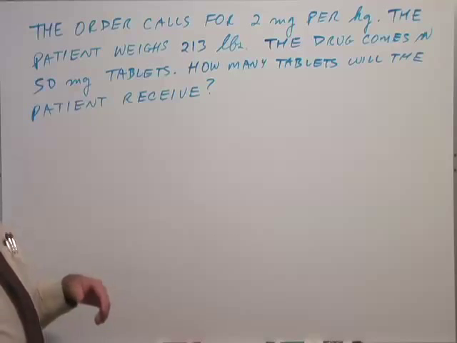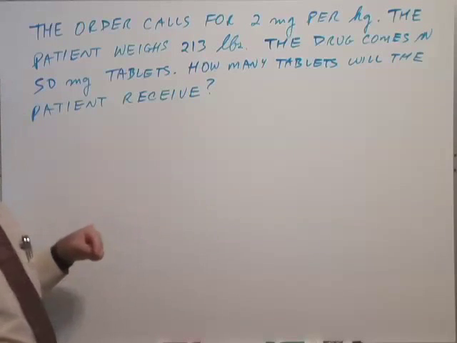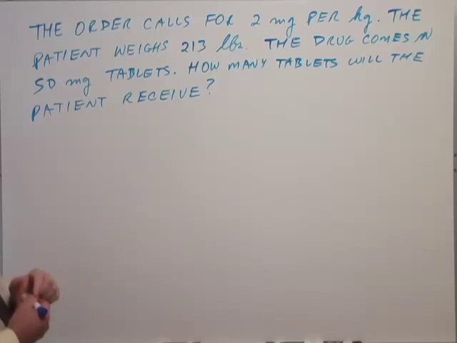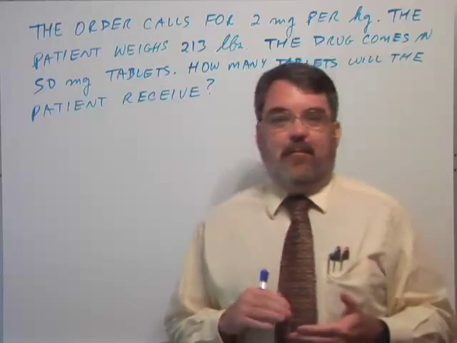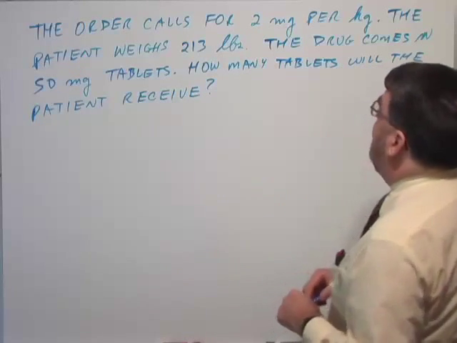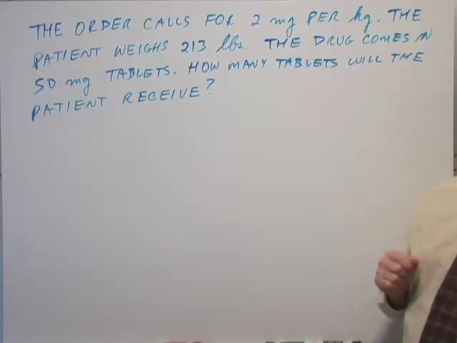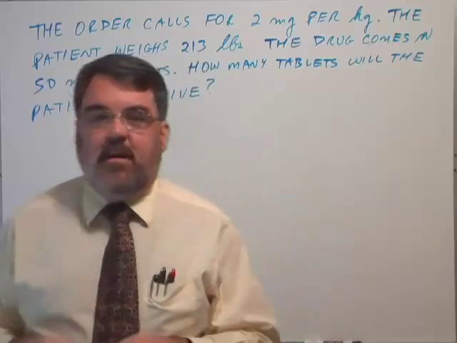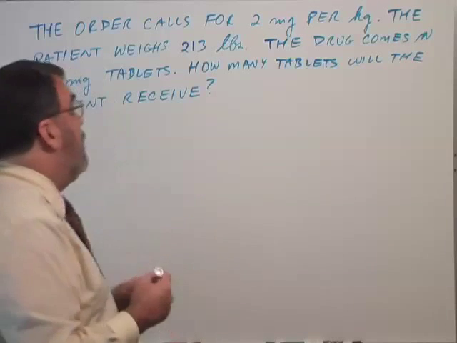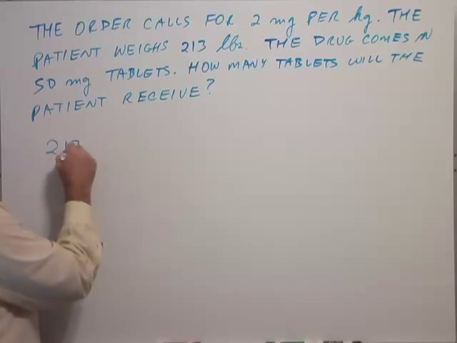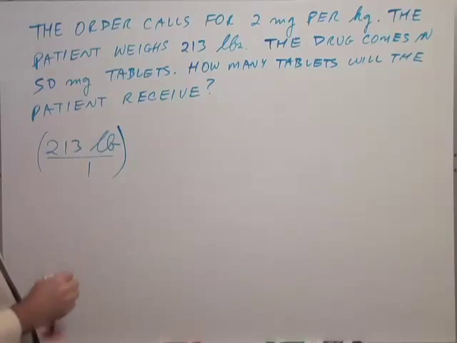The order calls for 2 milligrams per kilogram. The patient weighs 213 pounds. And the drug comes in 50 milligram tablets. How many tablets will the patient receive? All right, so this time we're going to need to convert from pounds to kilograms since the prescription is given in terms of kilograms. Actually, it's milligrams per kilogram. So, as usual, let's begin with the direct patient information, which is his weight, 213 pounds. And we're going to need to cancel pounds and replace them with kilograms.